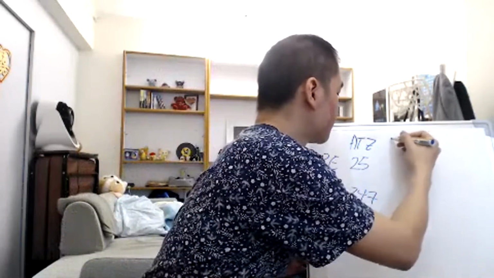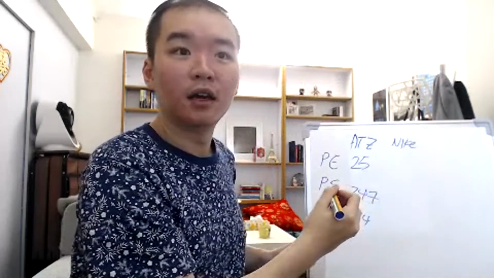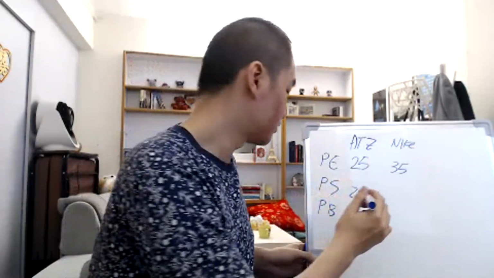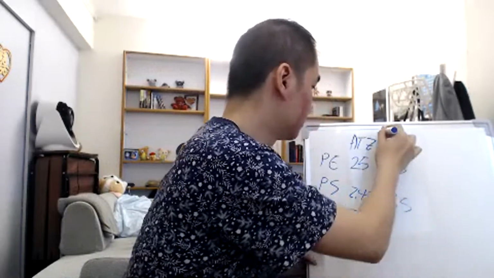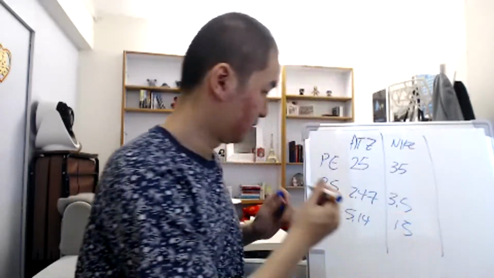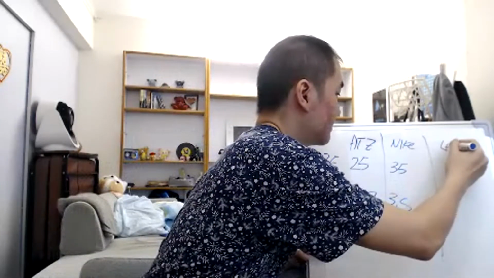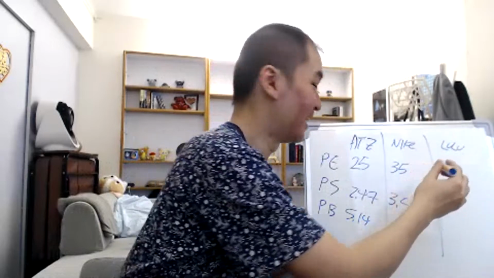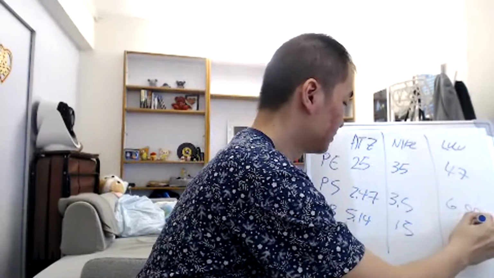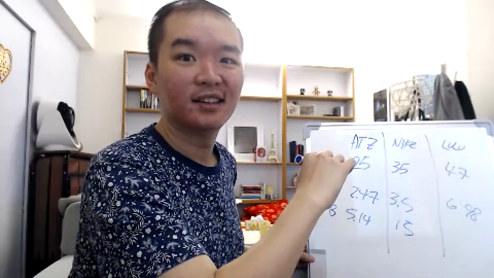So Nike is 35. So that's higher than Aritzia. Price to sales is 3.5. And then price to book is 15. Okay, so it's not exactly comparable. So here, for Lululemon, you're actually going to get 47 for price to earnings, 6.98, and 18.